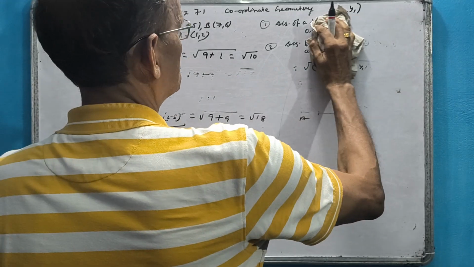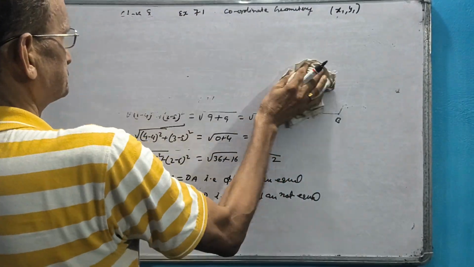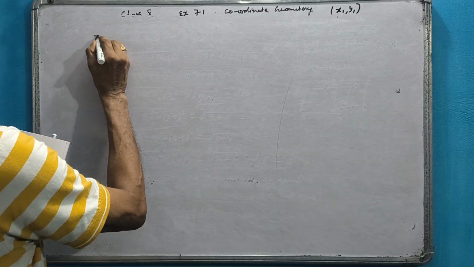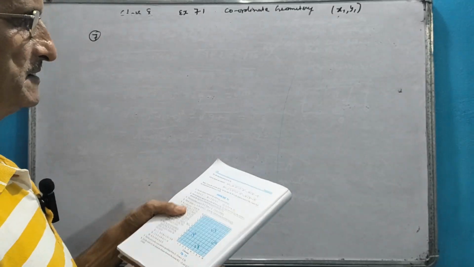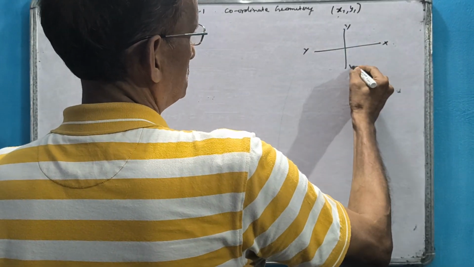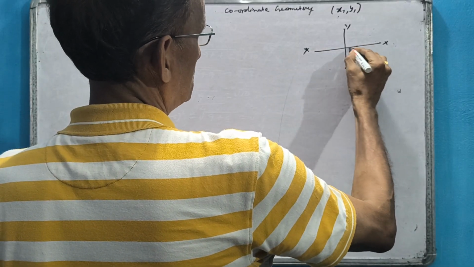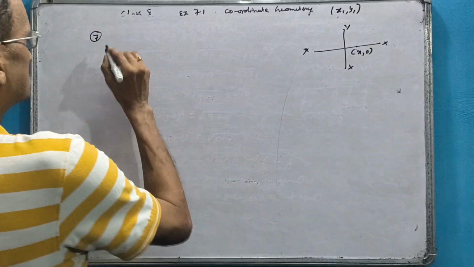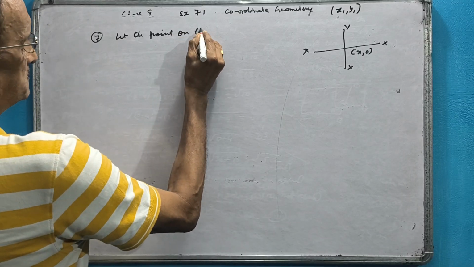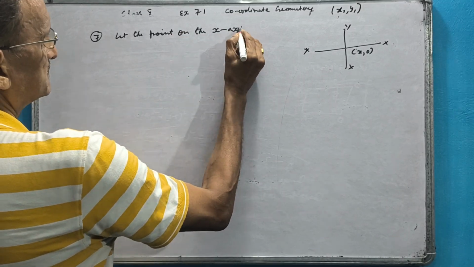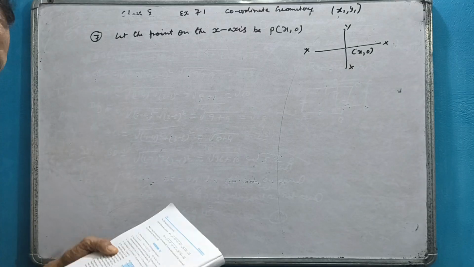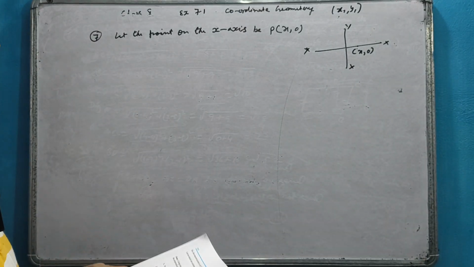So, now, next sum we will go now. Number 7. Question is asking, find a point on the x-axis. Any point on the x-axis will be in the form of x coordinate something, y coordinate nothing. So write down, let the point on the x-axis be, name anything, P (x, 0). Any point on the x-axis will be of the form (x, 0).